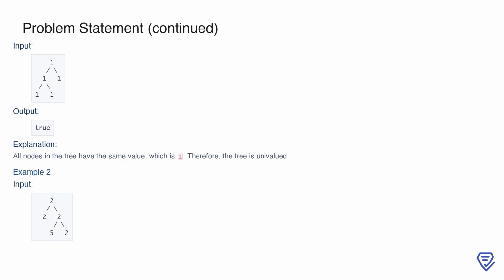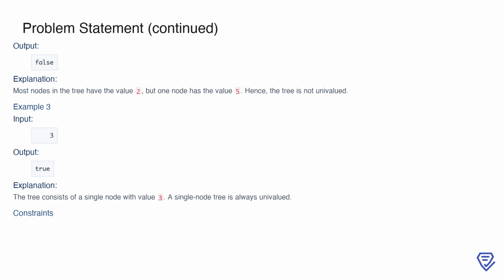In the second example, the root node and most of the child nodes have the value 2, but one node in the right subtree has a value of 5. Because this single node breaks the condition of all nodes having the same value, the tree is not univalued, and the output is false. Let's look at one more example to further solidify this concept.